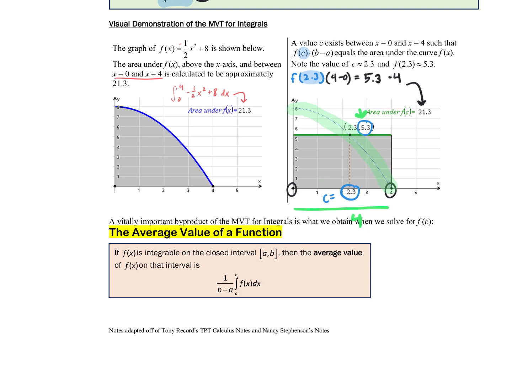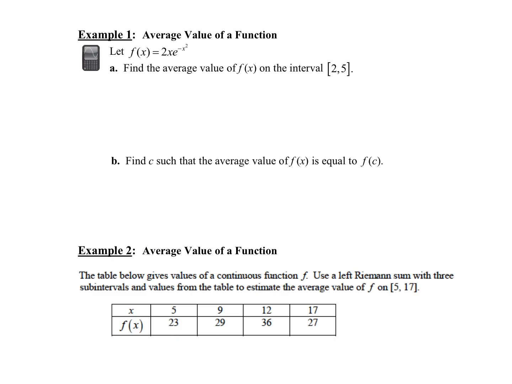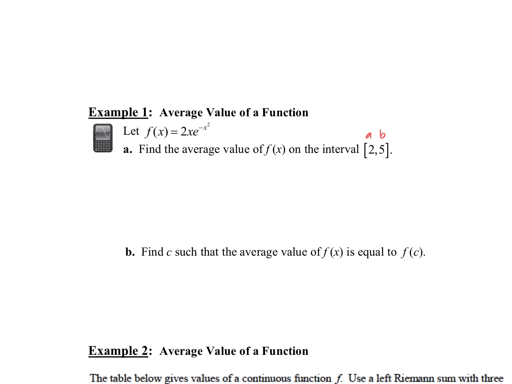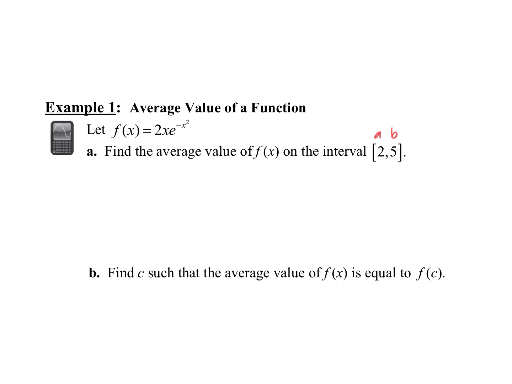Okay, let's try out an example. Find the average value of f of x on the interval from 2 to 5. Whenever you see this closed interval here, we can know that this is my a value, this is my b value, right? So my formula from the previous page, I'll just write it up here in case we forgot. It's going to be 1 divided by b minus a times the integral from a to b of f of x dx.